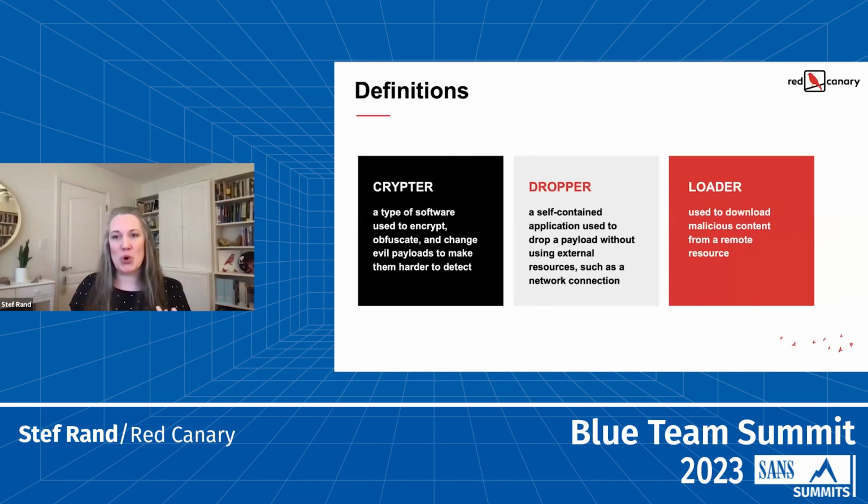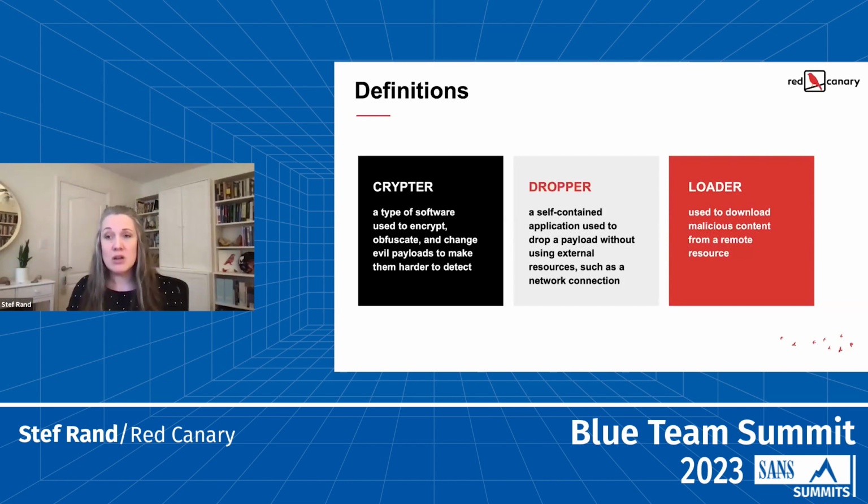I like to make sure we're all on the same page, and so we all know what we're talking about when I use these words. So let's do some definitions real quick. A crypter is a type of software that, as the name suggests, is used to encrypt and package payloads in a way that makes them much harder to detect. A dropper, and this is the technical definition, we will get into more detail about droppers. A dropper is technically a self-contained application that is able to drop a payload and does not need additional network connections or additional resources to deliver and execute a payload.